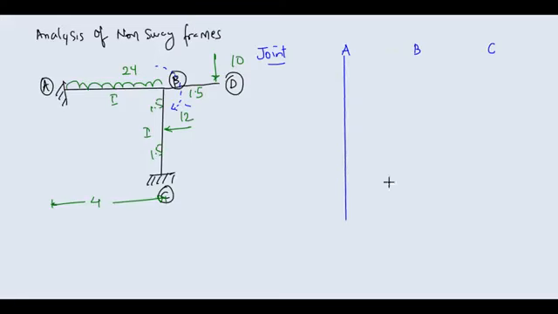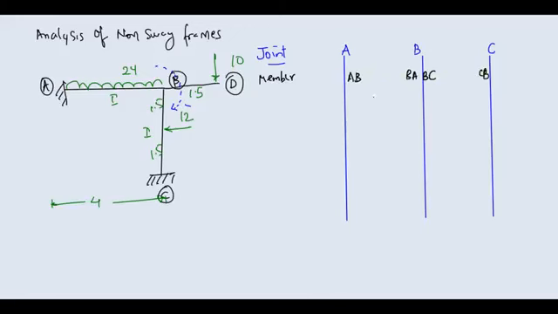Now draw a small table, so it will be better. Now second step is what? You have to write the name of your member. Member that you are having here is AB. Here I am writing BA, BC and CB.